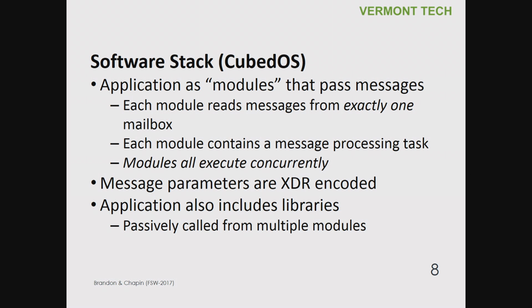It's all in a single address space right now, but I have a few things to say about how that might be different in the not too distant future. As far as the message data is concerned, the parameters of a message get encoded, and we're using XDR, which is an internet standard for this, and the XDR encoded messages are sent back and forth.